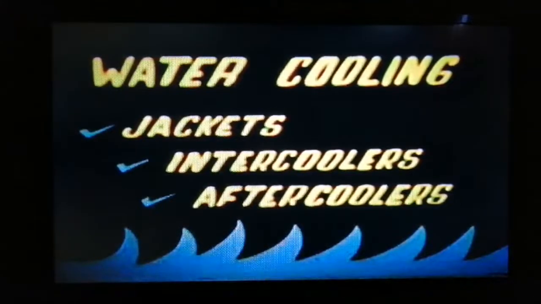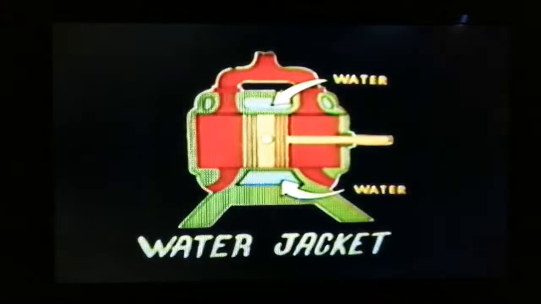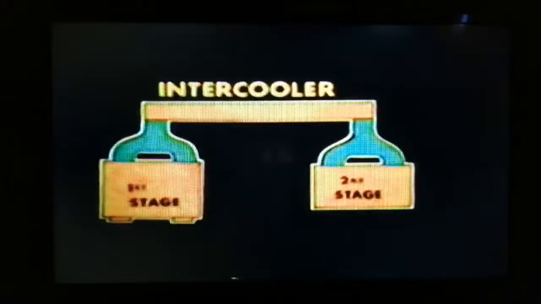the heat. The methods are water-cooled jackets, water-cooled intercoolers, and water-cooled aftercoolers. The water jacket carries off some heat of compression. Multi-stage compressors are an operation which utilize as many as 7 stages, with intercoolers between each stage.